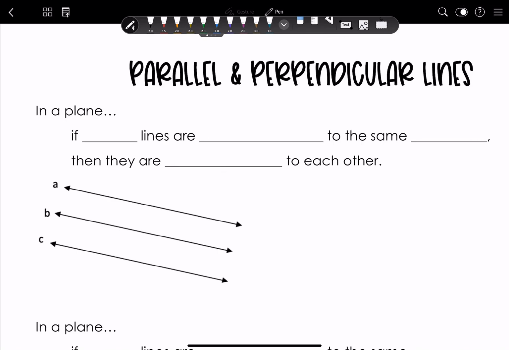Hey everybody, so we're going to be talking about parallel and perpendicular lines. Now you might remember this from algebra, but of course we have our theorems and everything in geometry. So here is going to be our first one. In a plane, if two lines are parallel to the same line, then they are also parallel to each other.